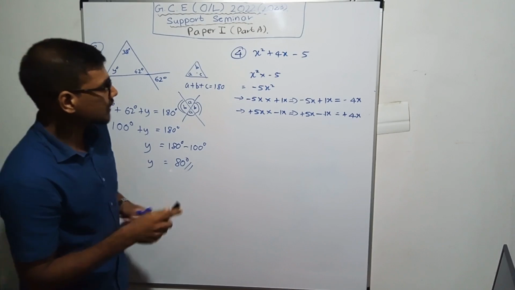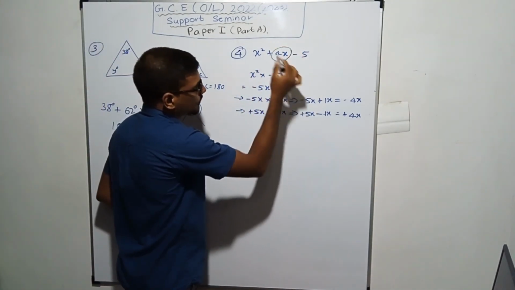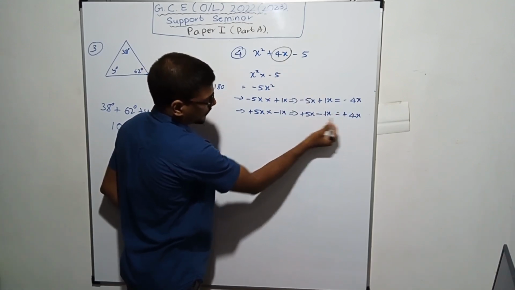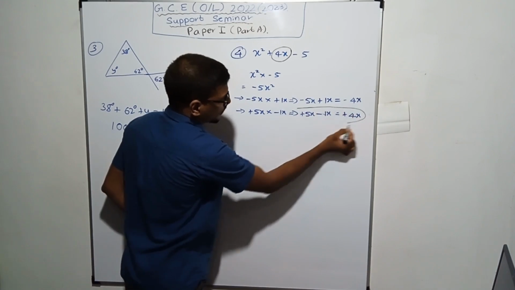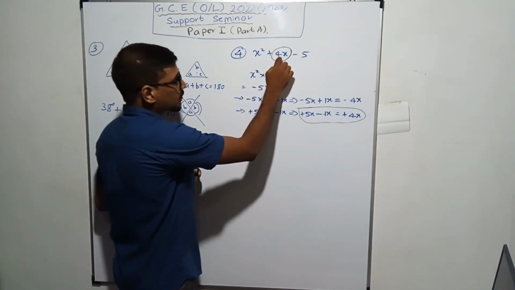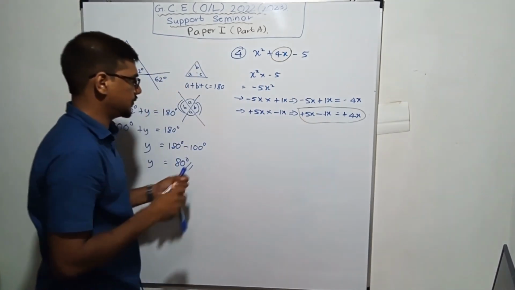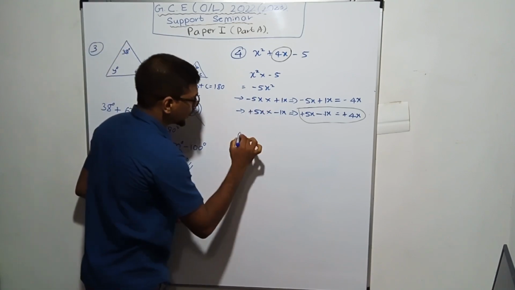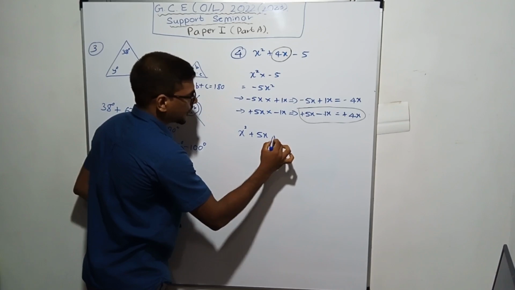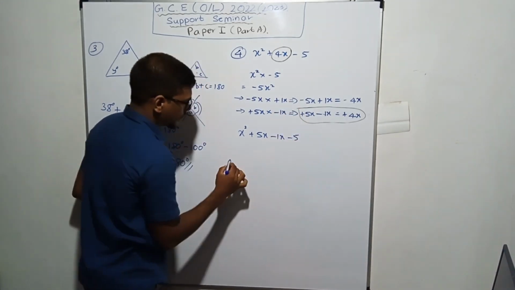After that, we have to check this middle term 4x. From this one only, we were able to obtain plus 4x. Then instead of this 4x, I can use plus 5x minus 1x. So I can write x squared plus 5x minus 1x minus 5.